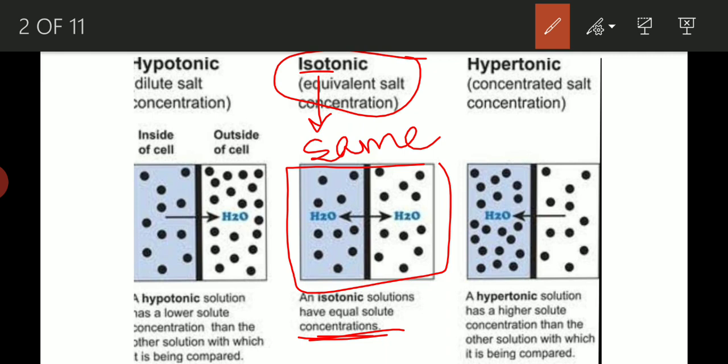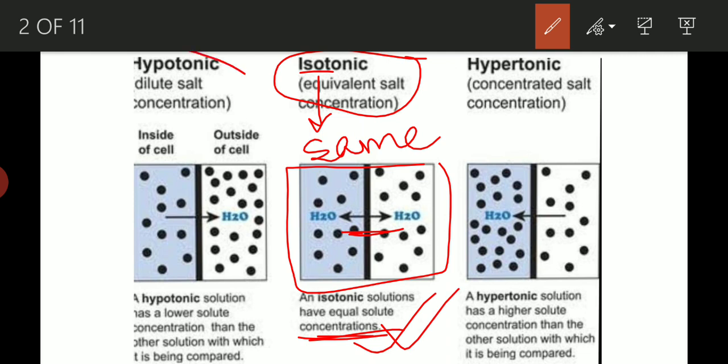The relative concentration of the water molecules and the solute on either side of the cell membrane is absolutely same. So in such condition, what will happen? There will be no net movement of water molecule. So no osmosis will occur, because on both the sides of the cell membrane, the concentration is absolutely same. The concentration of solute and the concentration of solvent both is same. So that's why no net movement of water will occur. So no osmosis will occur.